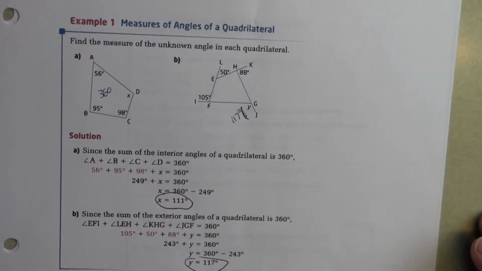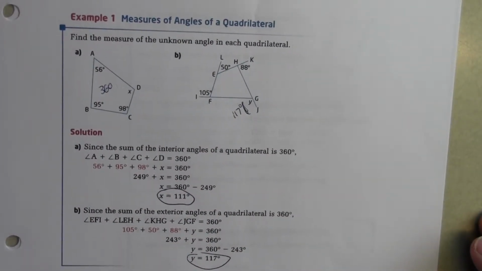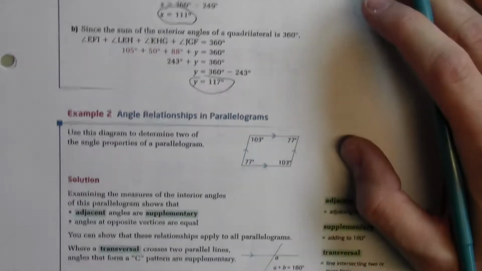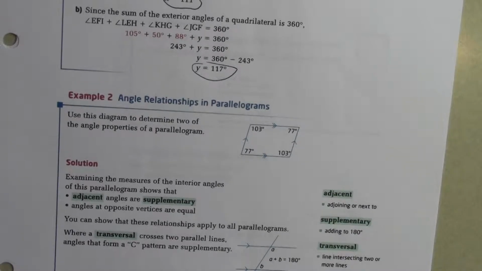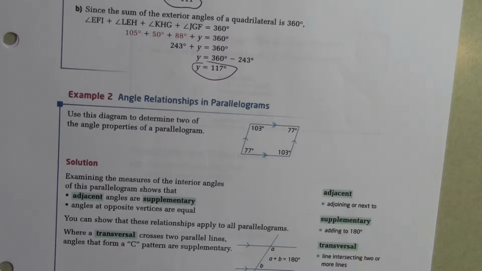Any questions so far? No? All right, example 2. 3 new definitions. Exciting. Use this diagram to determine 2 of the angle properties of a parallelogram.